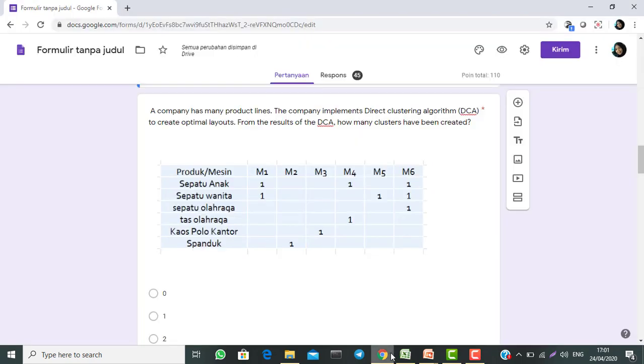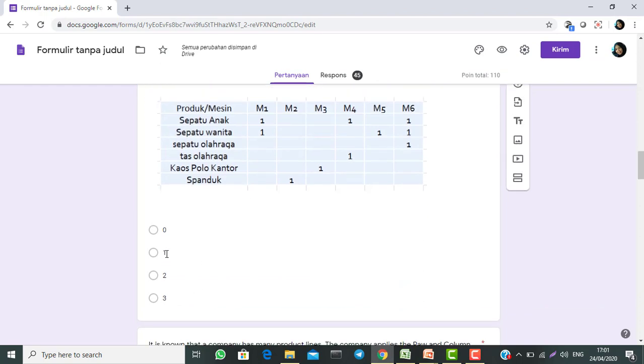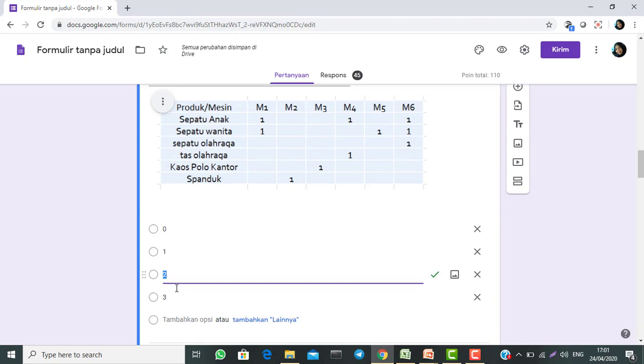Now let's continue to the questions. So how many clusters have been created? So the best answer will be 2.